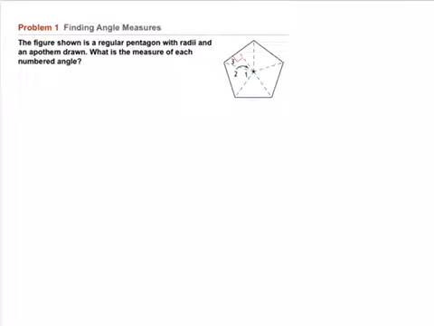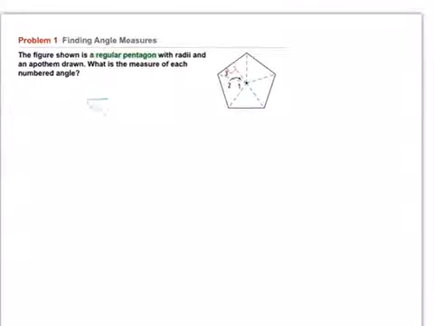Okay guys, so in problem 1, all we're going to be doing is finding angle measures. And if you take a look at the problem, it says the figure shown is a regular pentagon. Now, as far as vocabulary goes, we do need to know that a pentagon is a figure with 5 sides, so you might need to familiarize yourself with some of that vocabulary. They're asking me what is the measure of each numbered angle.